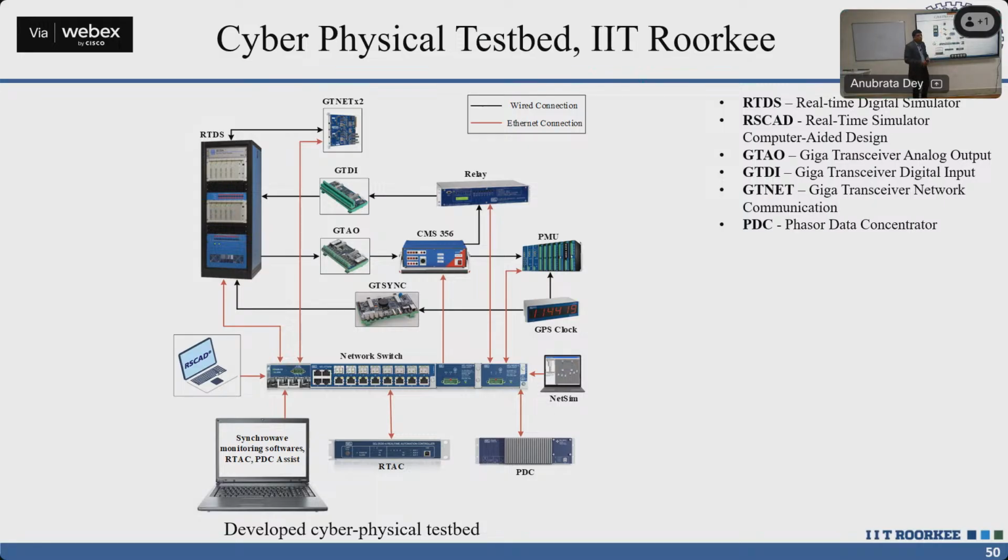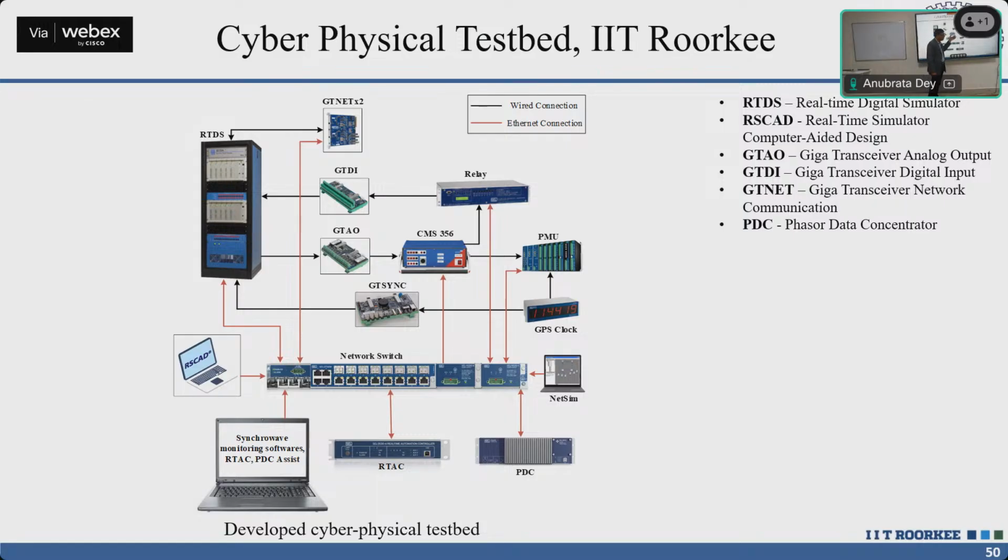Now, this is one way. The other way is, let's say I want to use a physical PMU, because it is already available in my lab. Then whatever modeling you have done here, you take some data and give it to an analog card, known as a giga transceiver analog output card. It converts all your digital values into analog values. But when this conversion takes place, the magnitude of the values is very low, so then you need an amplifier.